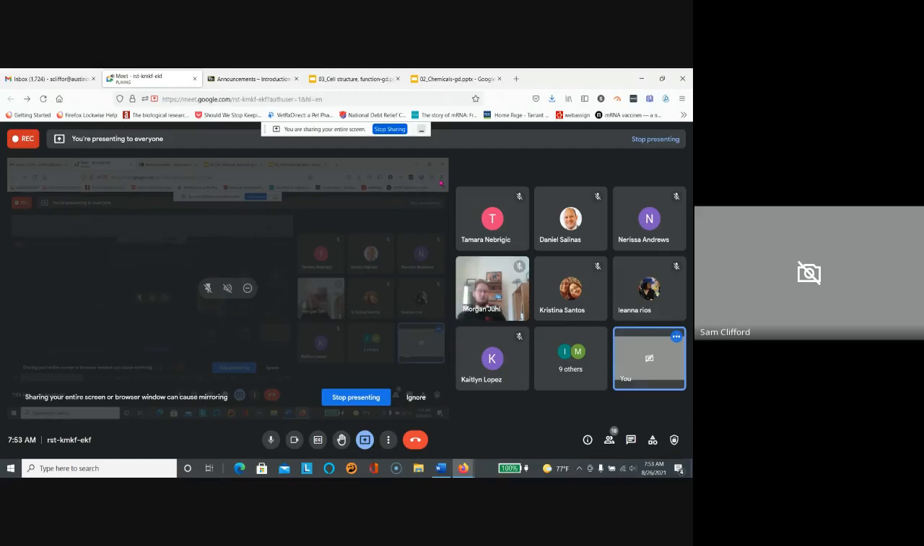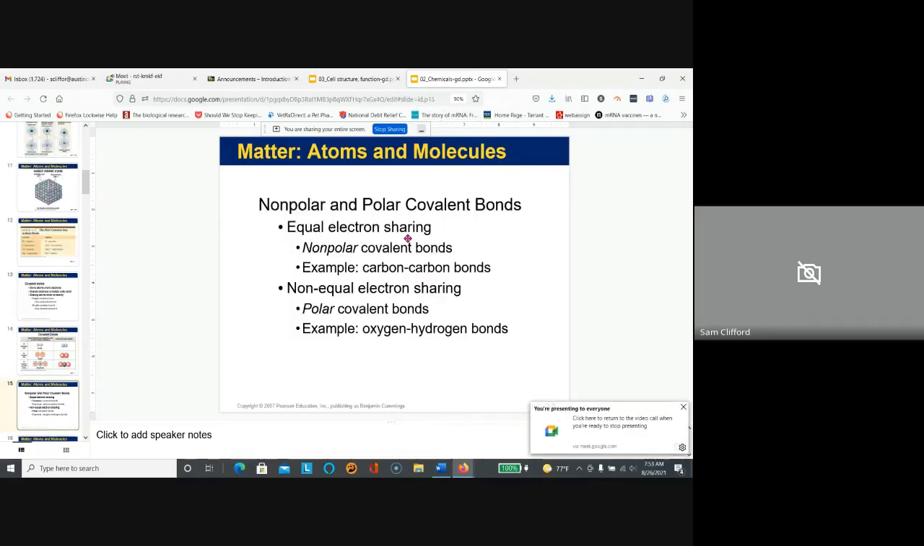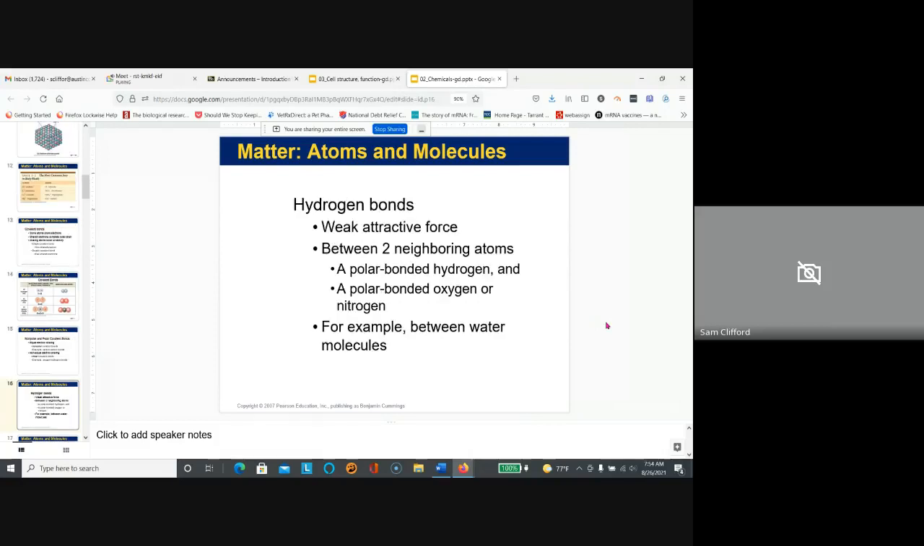Okay, so let's keep going on that chemical information. If the electrons are shared equally, that's a nonpolar covalent bond. If electrons are shared unequally, that's very, very important in water where there's a hydrogen-oxygen bond. So know what a polar covalent bond is and a nonpolar. Equal sharing is nonpolar, unequal sharing is polar.